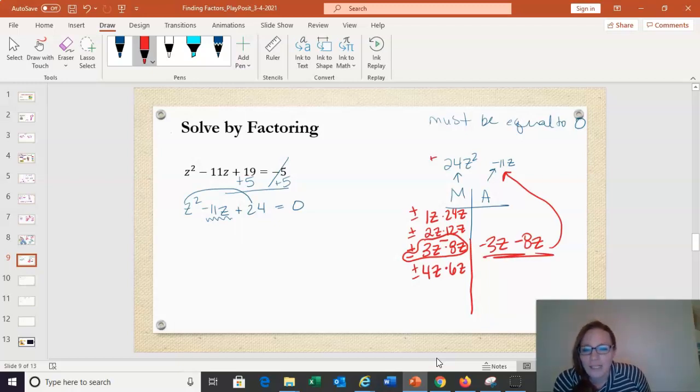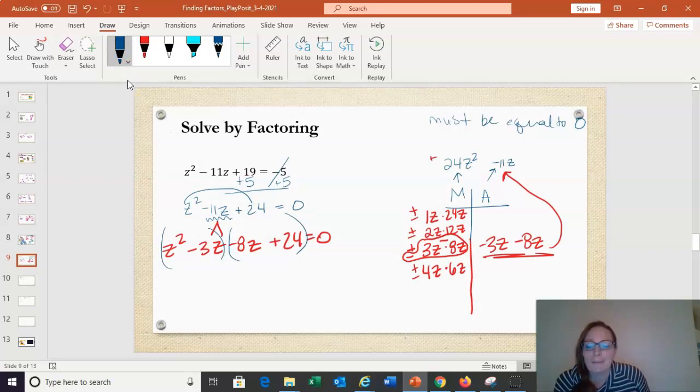So let's replace the middle term. We have z squared minus 3z minus 8z plus 24. And now we get to start factoring by grouping. Group the first two and the second two. So the first two, they only share a z, so we'll take a z out. And we have left a z minus 3.